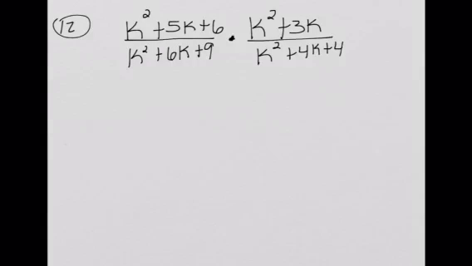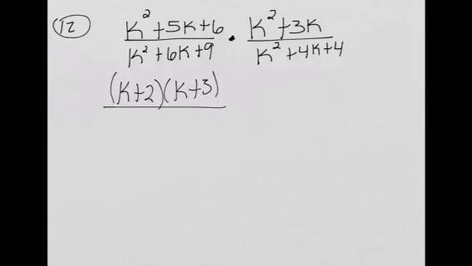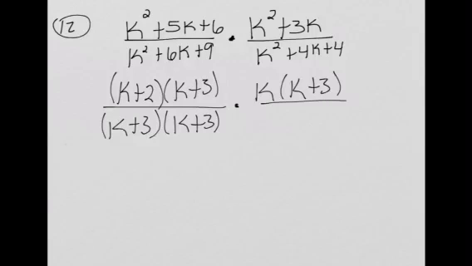All right, so number 12, it asked me to just perform the indicated operation, which in this case would be to multiply, and then make sure my answer is in lowest terms. So the first thing I need to do is go through and make sure everything is in factored form. So the top part is k plus 2 times k plus 3. And the bottom is k plus 3 times k plus 3. On the right, on the top, the only thing I can do is factor out a k, and that leaves me with k times k plus 3. And then the bottom factors into k plus 2, k plus 2.